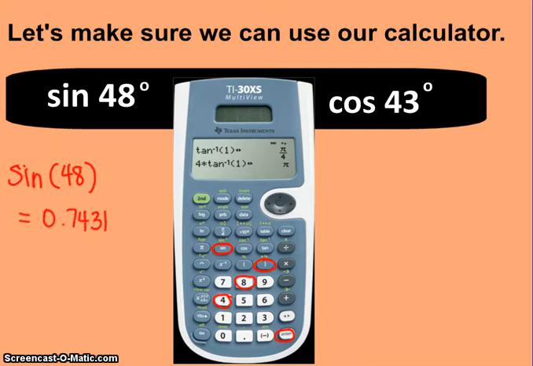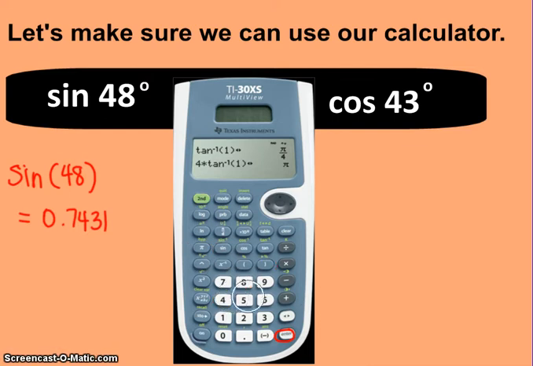Alright, the answer you should have received is 0.7431. Remember that you are rounding to 4 decimal places as instructed in the previous video. Now if you're getting something different, chances are your calculator's mode might have changed. You can easily fix this by going to the mode button and making sure you're set on degrees and not radians. If you're struggling with this, feel free to bring in your calculator and I will be glad to help you.